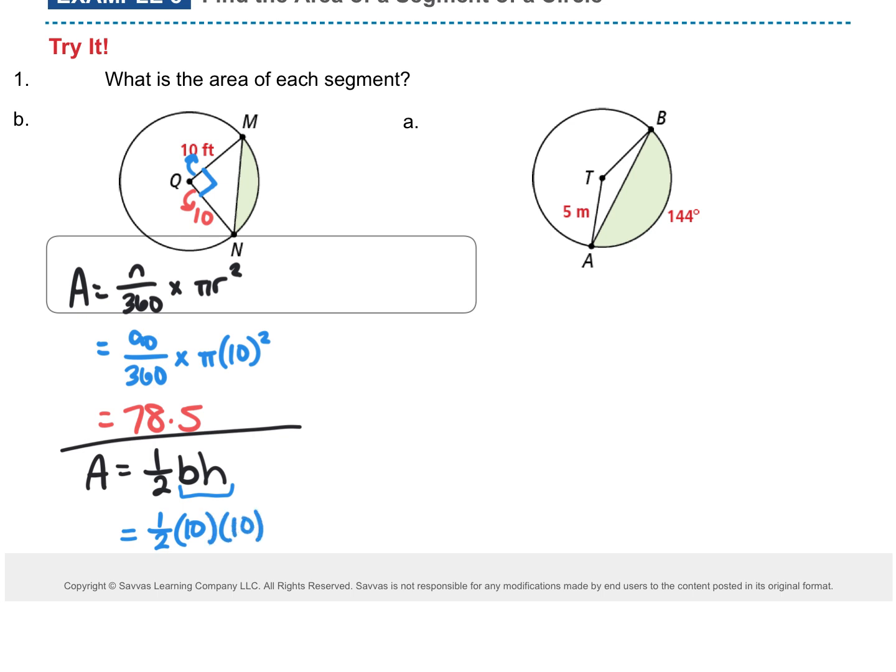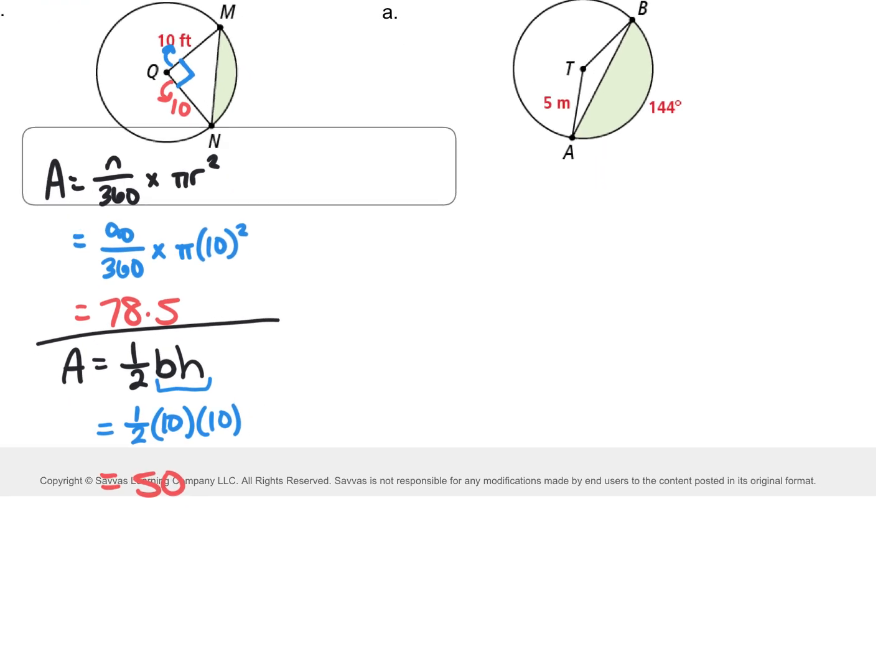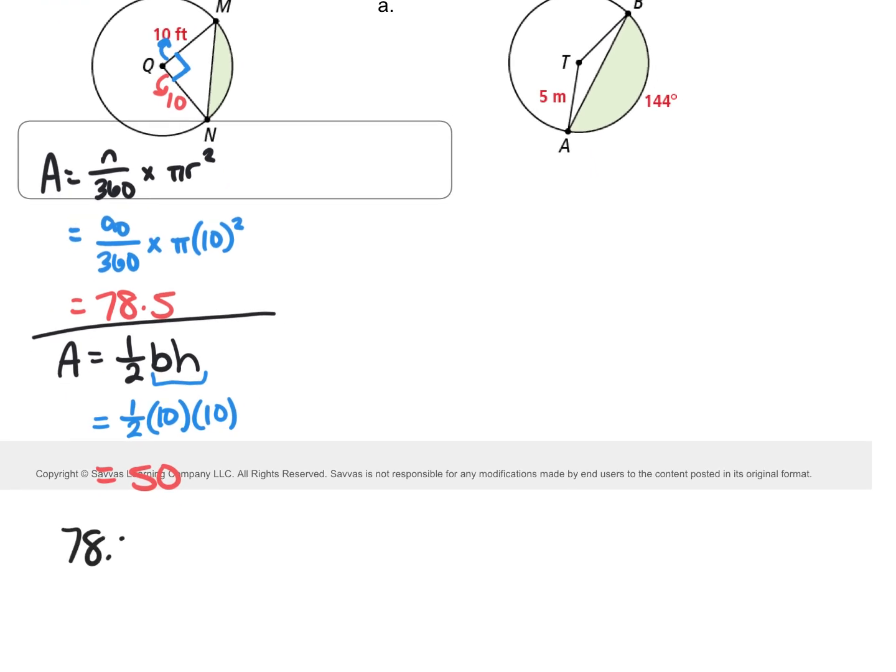So I heard some of you ended up getting 50. That's for the area of the triangle. So now, how do we find the area of just this little sliver? Just subtract the two, right? So we take 78.5 minus 50. That ends up giving you 28.5.